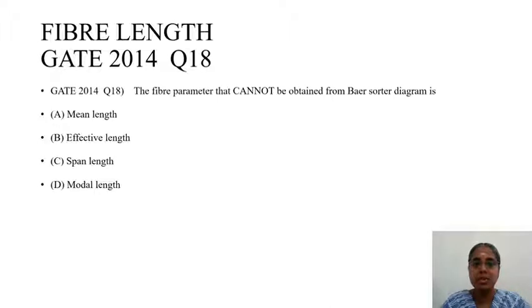This is GATE 2014, question 18. The fiber parameter that cannot be obtained from bar sorter diagram. For this, you should have an understanding of the parameters that you can find out of bar sorter instrument and other instruments too, so that you can have a concrete answer. The parameters that are listed are A, mean length, effective length, span length, and modal length.